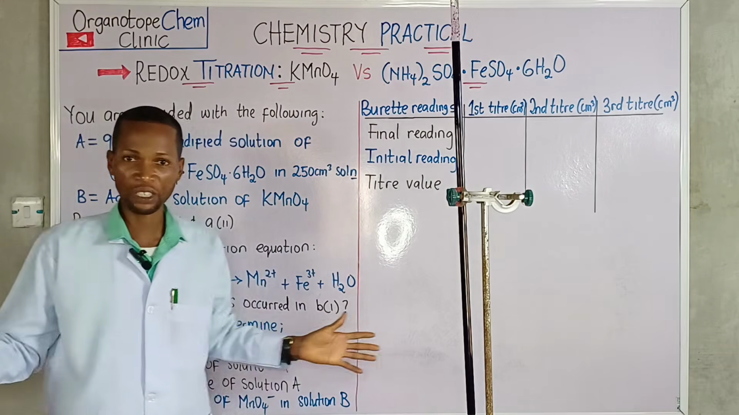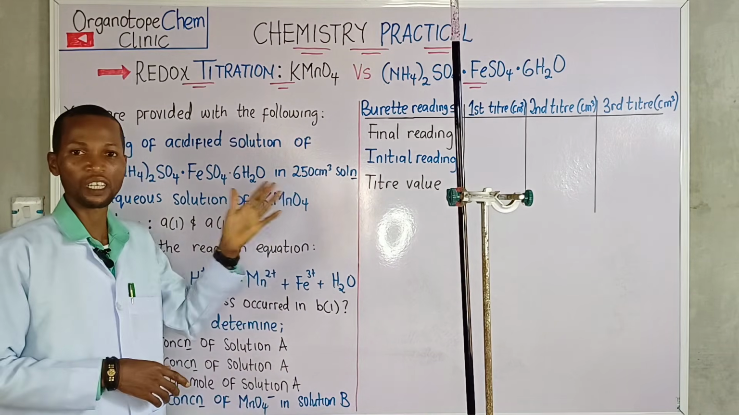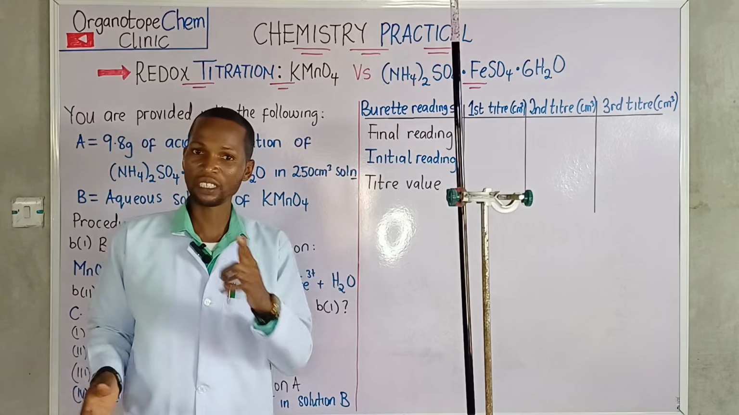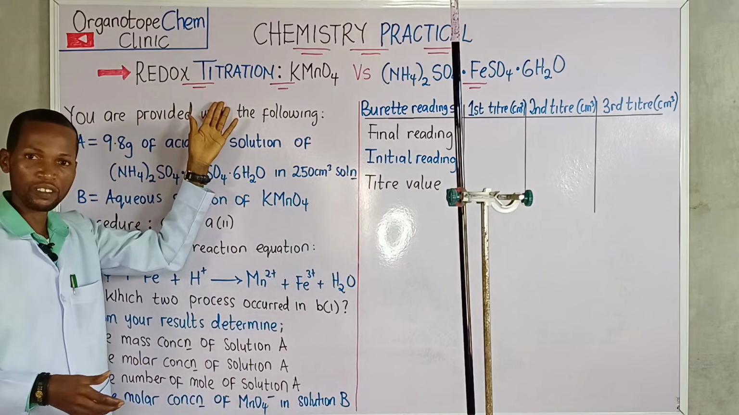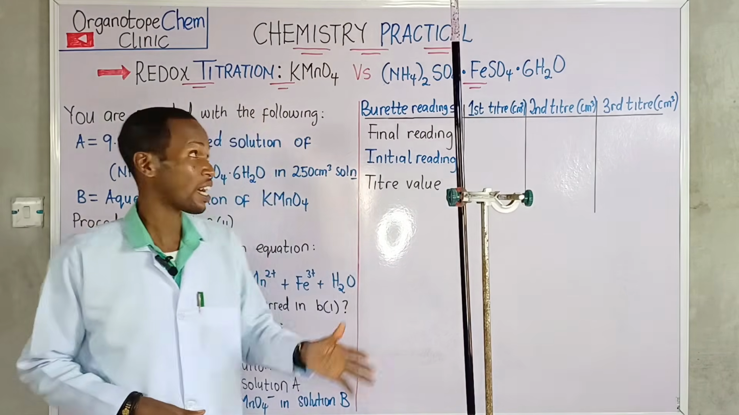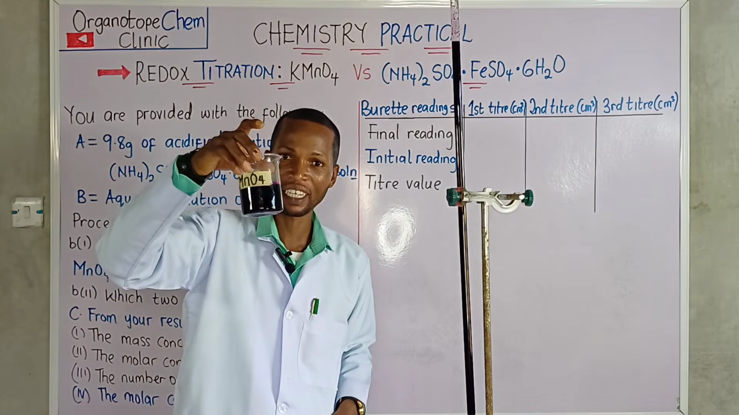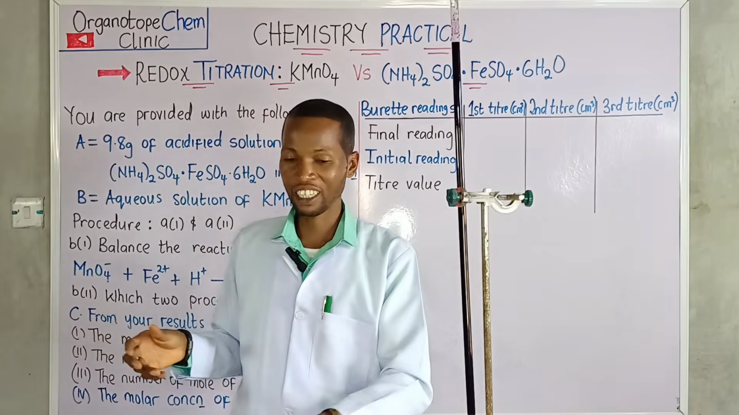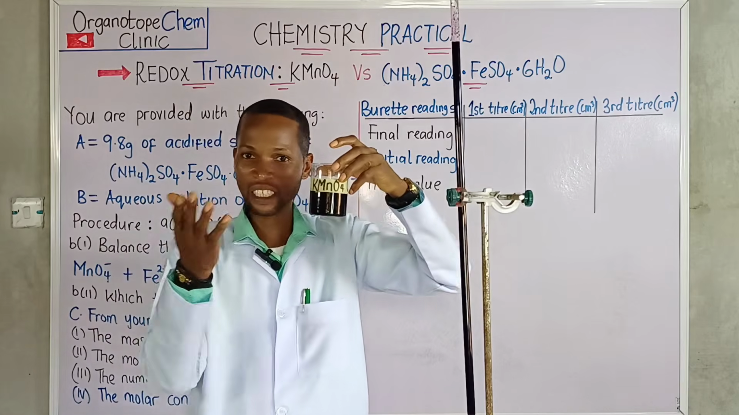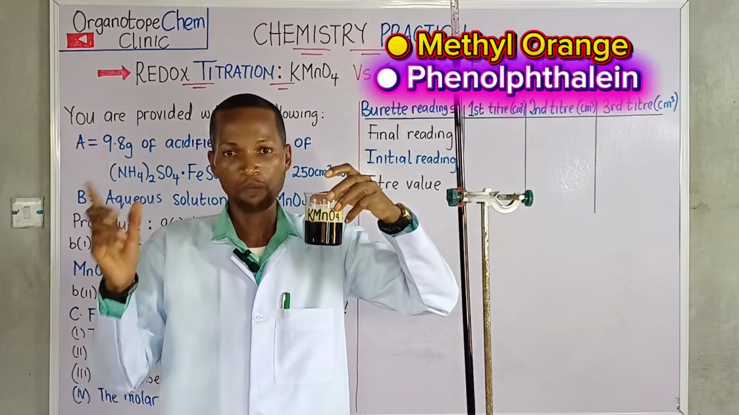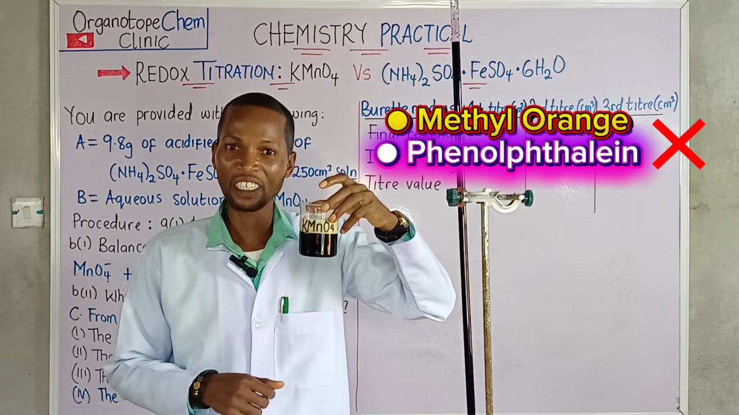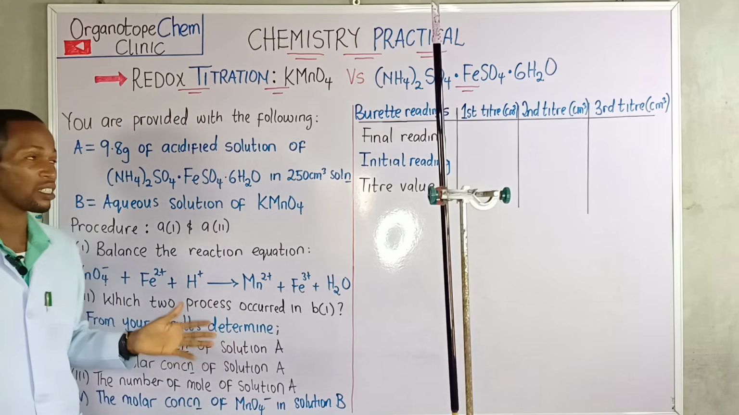Since oxidation and reduction processes take place in one single reaction, the experiment is called redox titration. Note that no indicator is required in this volumetric analysis because potassium permanganate is a self-indicator. That is, it has an intense purple color, therefore we do not need methyl orange or phenolphthalein indicator. Moving on, can we consider the question right here?